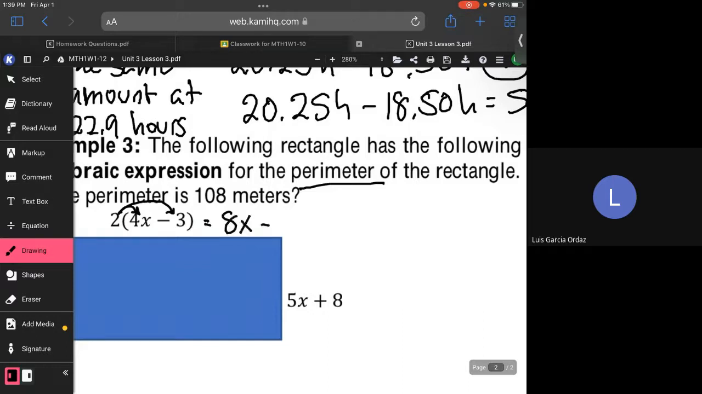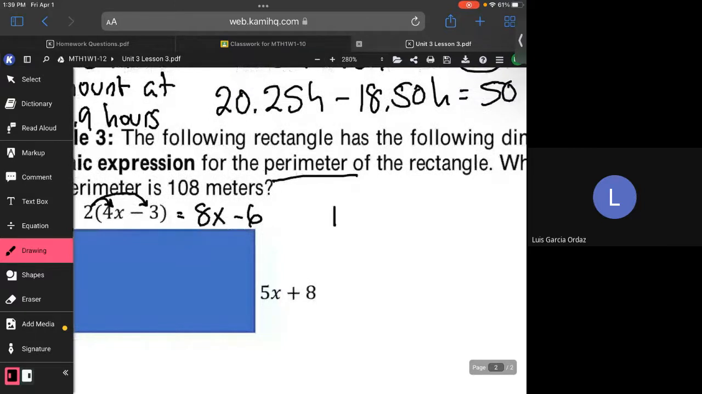Okay, good. Minus 6. So now because we're dealing with perimeter, can someone tell me what the perimeter of a rectangle is? How many lengths do we have? Sorry, Laura. So it's going to be 2L plus what? 2L plus 2W. 2 lengths, 2 widths. Okay.